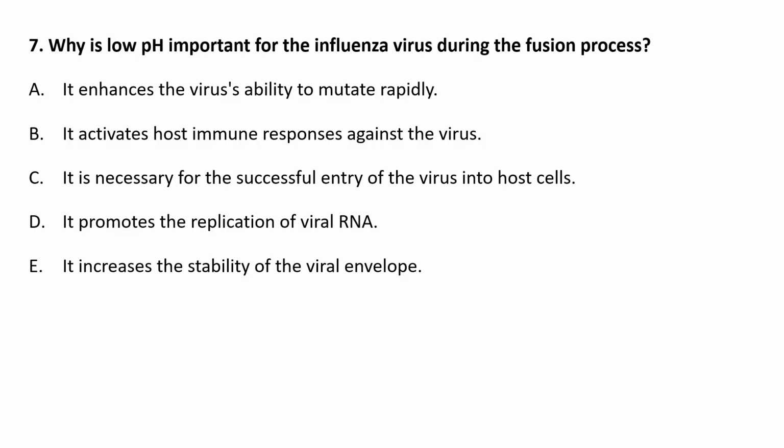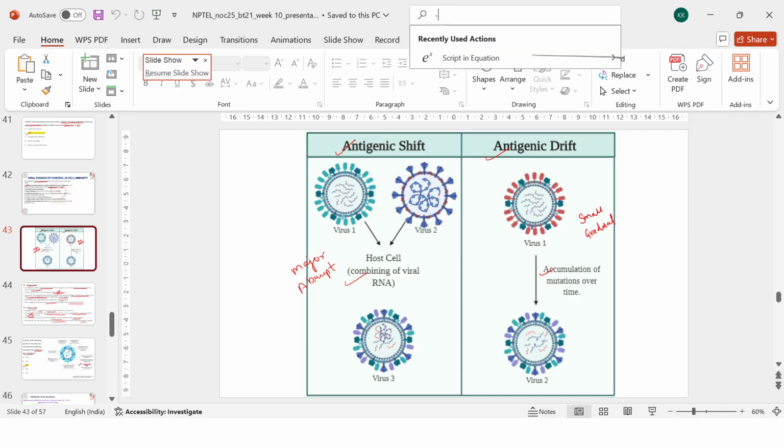And the next question was why is low pH important for the influenza virus during the fusion process? It's necessary for the entry of the virus into the host cell. They are asking about low pH for the influenza virus during the fusion process.